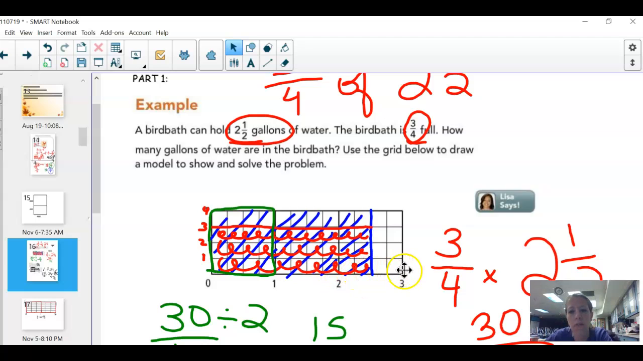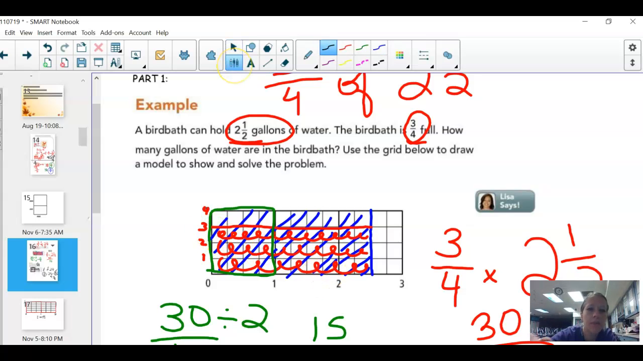1, 2, 3, 4. There are fourths, so half of that would be 2. So I go right here, 2.5, and then I go up 3/4. So there's 1, 2, 3, 4 boxes, so I go up 3. Think of it like if I were to put a dot here on 3/4 and I put a dot over here on 2.5, and then I kind of combine those. That means that this is how much water is still in the bird bath.